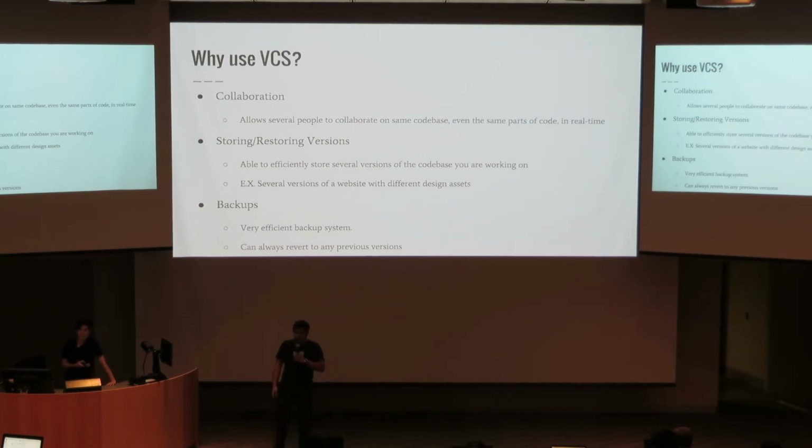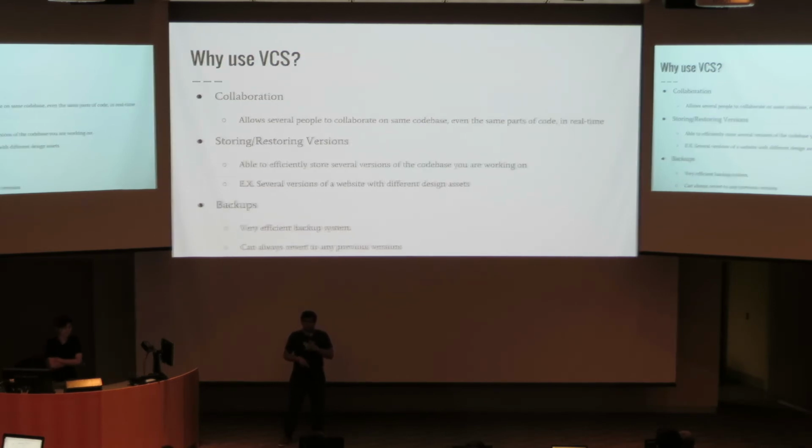The last thing I want to cover, which is inherent from storing versions, is backups. Let's say your friend, being the idiot that he is, commits some really bad code or deletes a file from your system. A version control system will allow you to easily recover that file and no harm done. You can just restore back to the previous version of the code base.